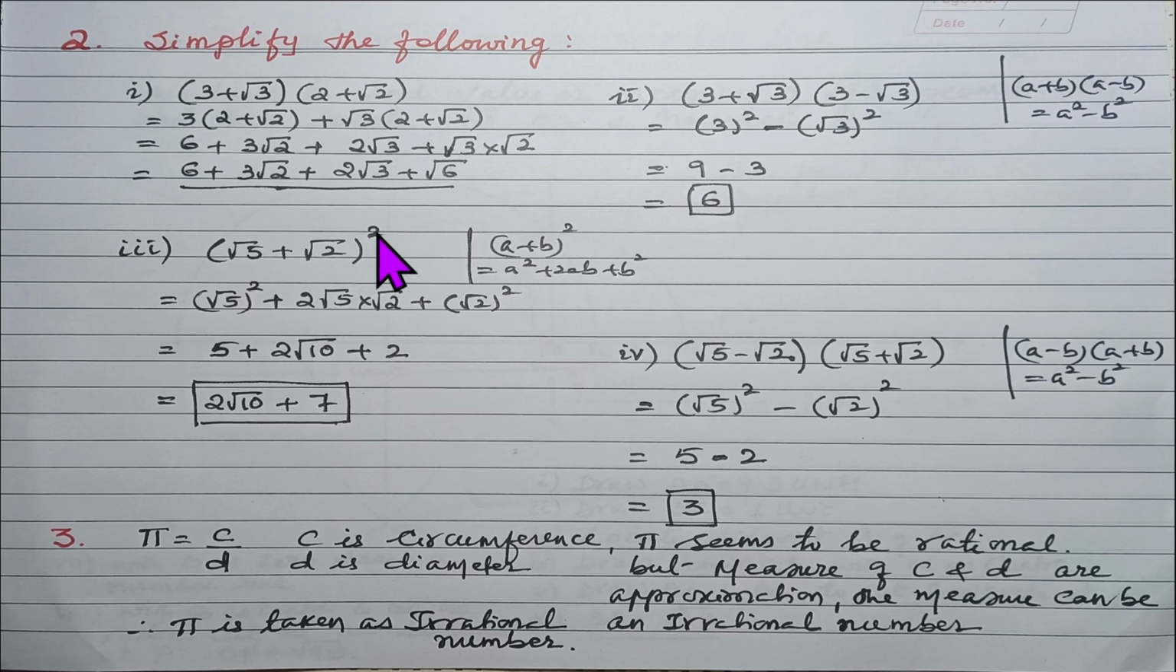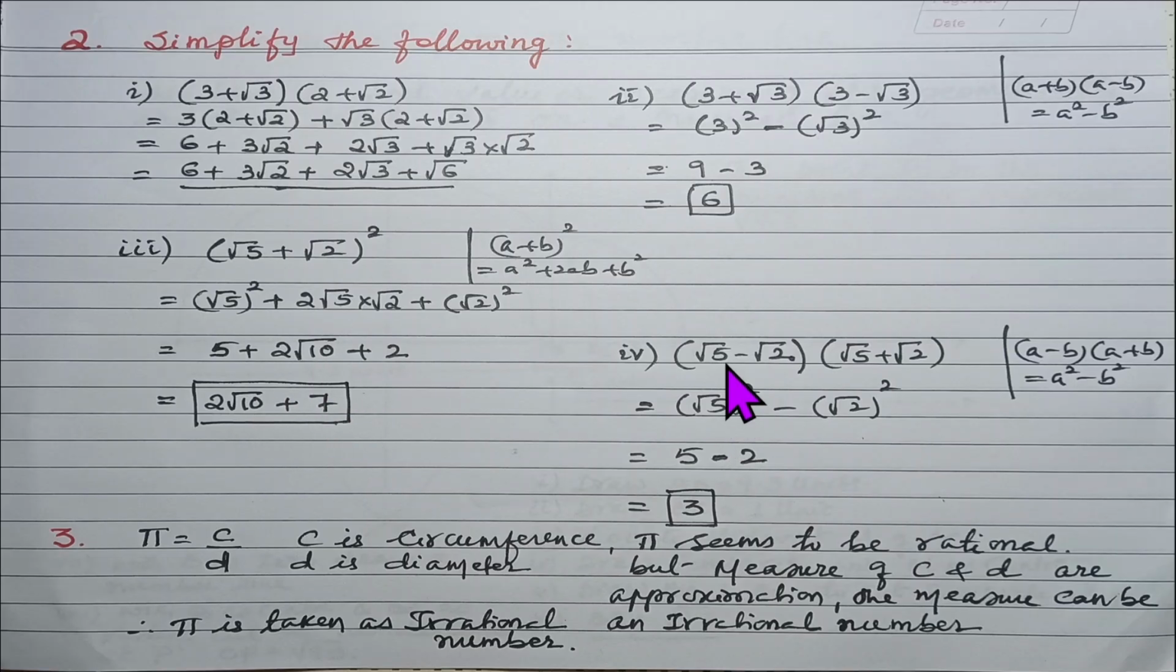(√5 + √2)², applying (a + b)² we get a² + 2ab + b². A is √5 and b is √2, so it will be (√5)² + 2 √5 into √2 + (√2)². (√5)² becomes 5, √5 into √2 becomes √10, so 2√10, and (√2)² is 2. Therefore 5 + 2 is 7, and 2√10 + 7 is the answer.